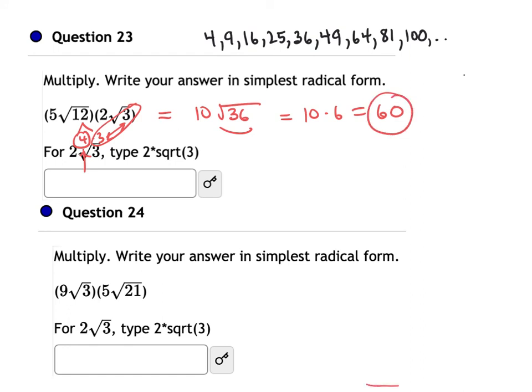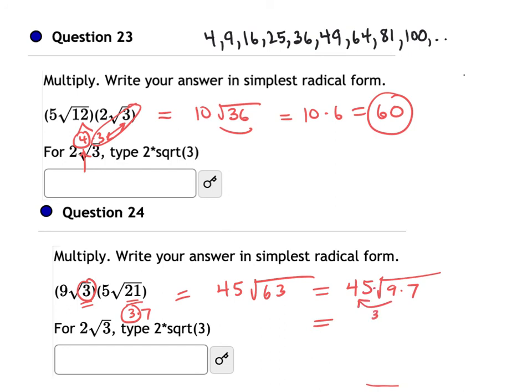Question 24, I'll multiply the whole numbers. 9 times 5 is 45. I'll multiply the roots. 3 times 21 is 63. A lot of times you can look here and look for a common factor. 3 and 21 is 3 times 7, and these two 3s are going to make a perfect square of 9. This is 45, and 9 times 7 is 63. The square root of 9 goes out front as a 3. There's times here, remember. 3 times 45 is 135. Left underneath the root is that 7. 135 root 7.